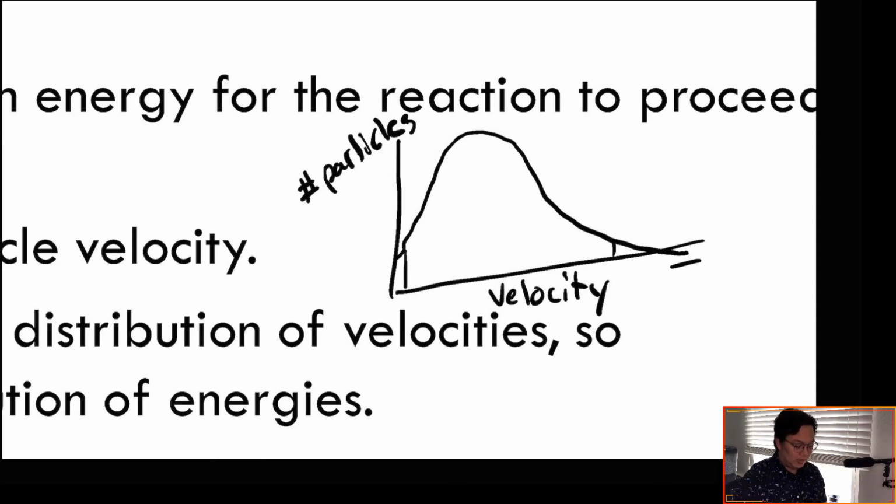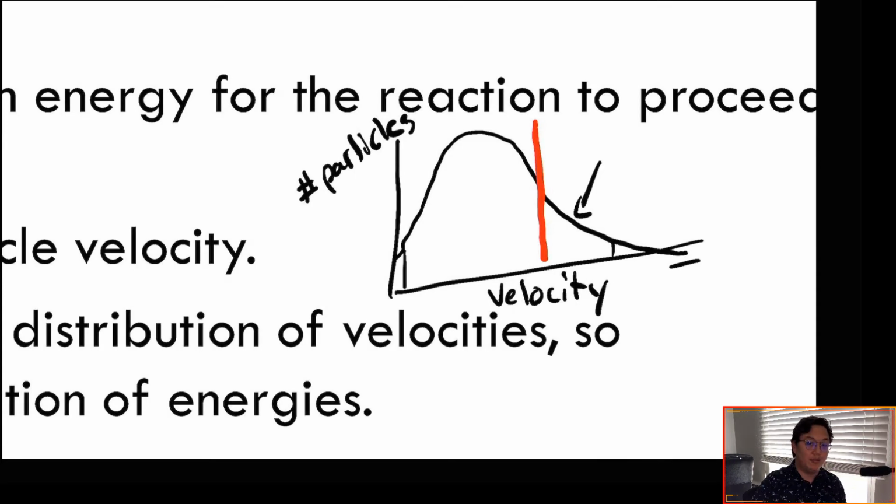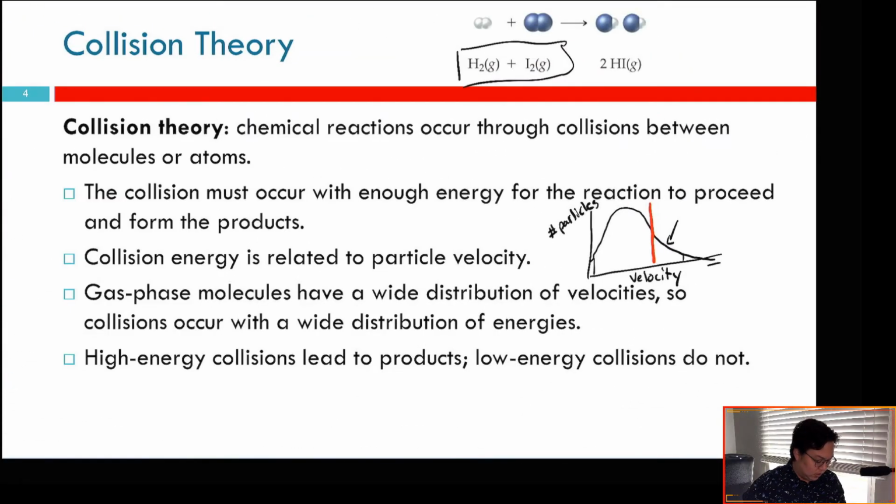And for a collision to result in a reaction, we have some threshold. We say that, okay, only collisions that happen in this region, that are happening fast enough, are the ones that react. So this wide distribution of velocities means that we have some that can react and we have some that can't. Our high energy collisions lead to products, but our low energy collisions do not.